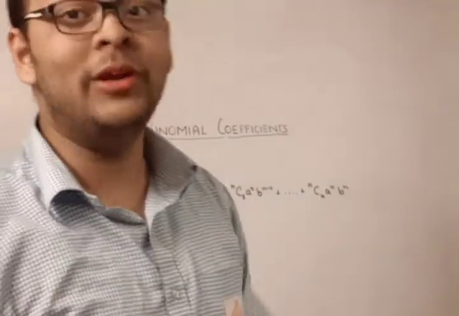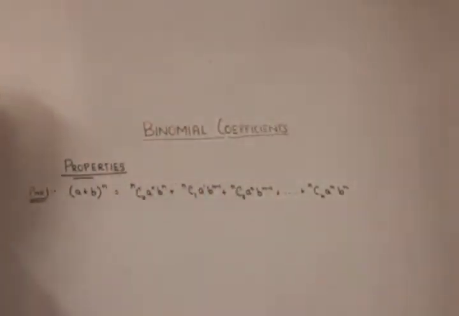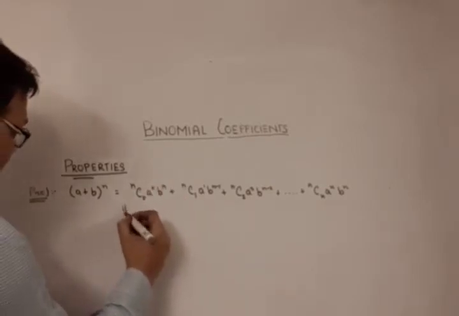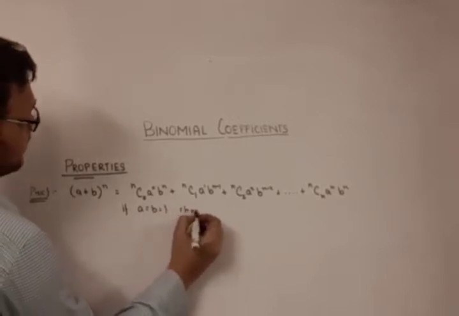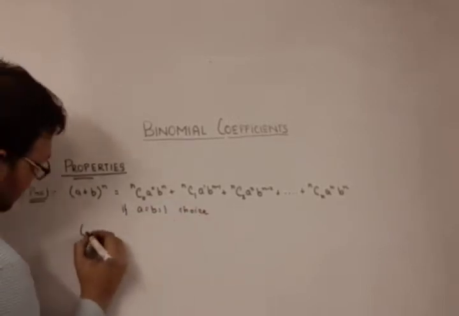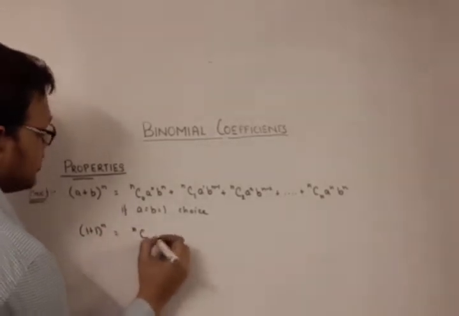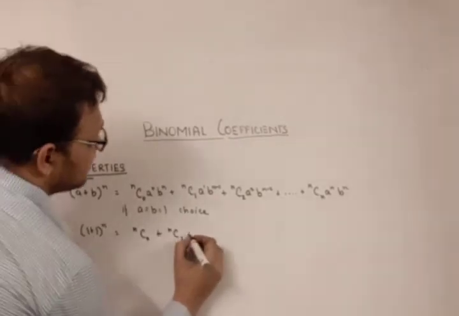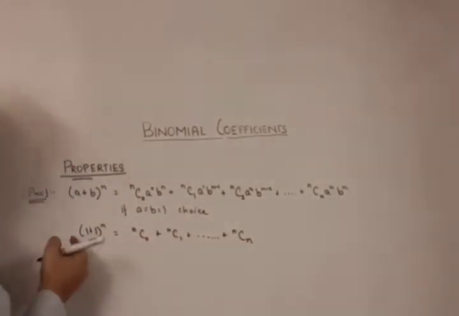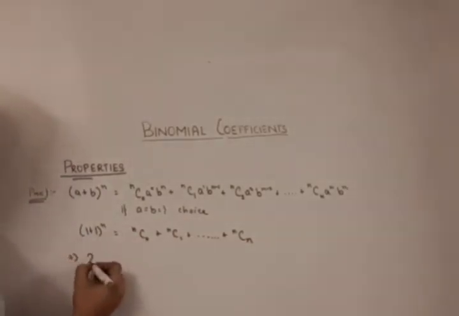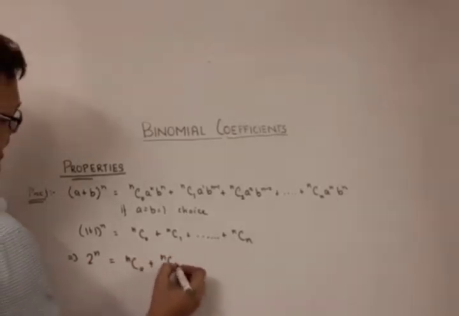Now how can we prove it? We know that we have to choose a and b equal to 1. So we know that this holds in the second step. If a equals b equals 1, then what do we get? (1 plus 1) to the power n. On the other side, nC0 plus nC1 plus dot dot plus nCn. What does this become? 1 plus 1 is 2 to the power of n, and the proof is over, as I said.